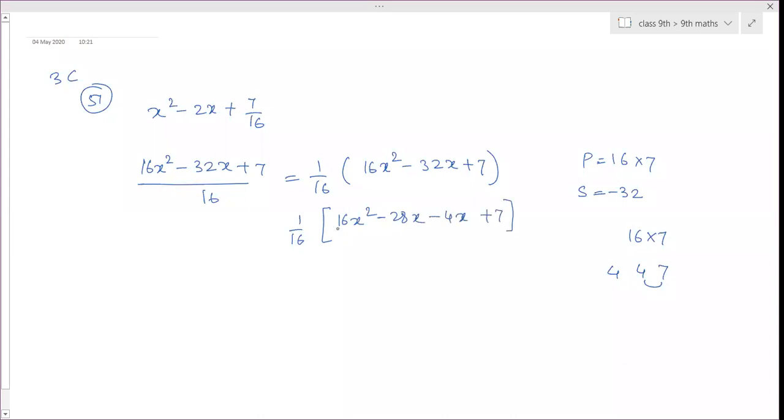So here common is 4. 4x into bracket 4x minus 7 minus 1 into bracket 4x minus 7. So it is 4x minus 7 and 4x minus 1. Outside it is 1 by 16. This is the answer.